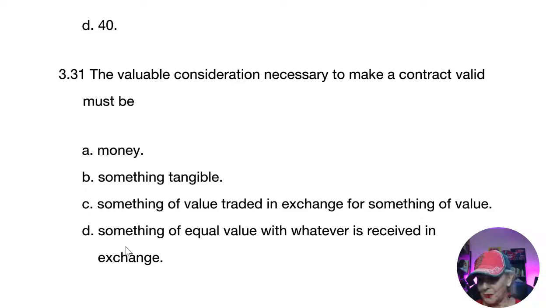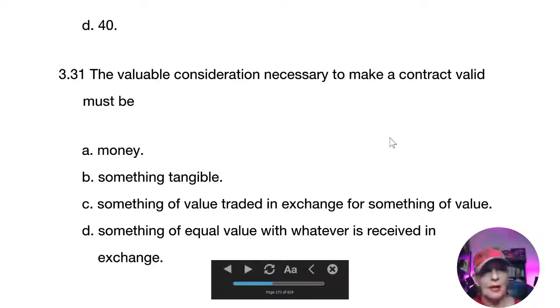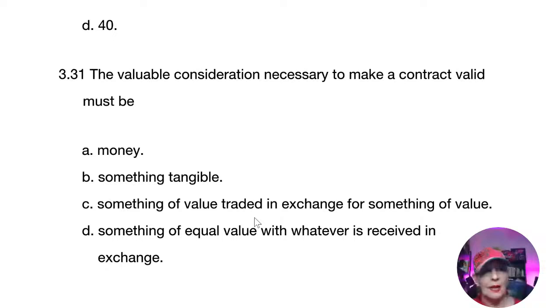A consideration in a contract to make something tangible, trading something of value. Valuable consideration necessary to make a contract valid must be in addition to signatures. Okay. C, something of value traded in exchange for something of value. Sometimes people trade properties, or they trade a vehicle or a semi or something else instead of cash. So 331 is C.